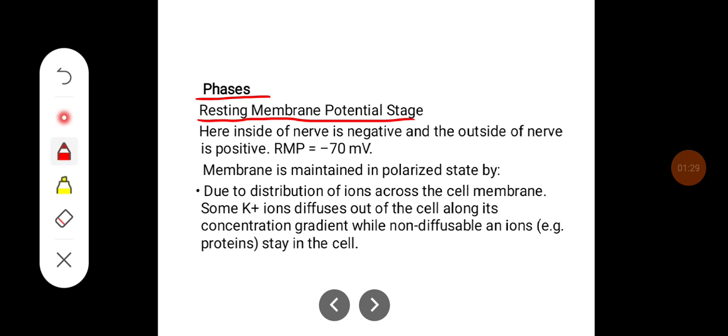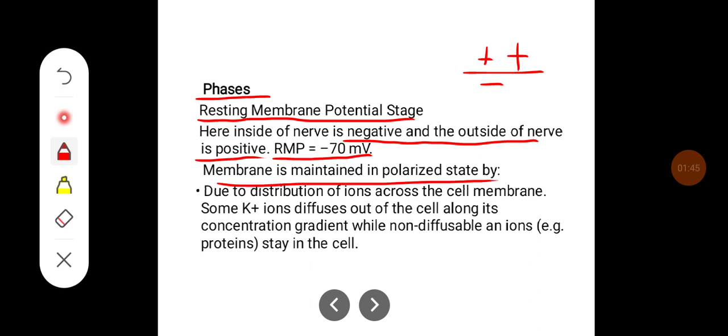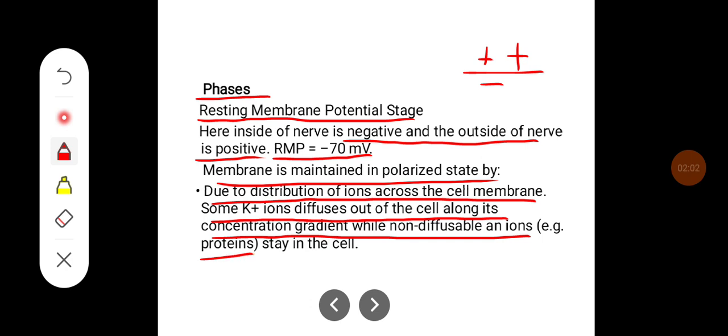So here, inside the nerve the potential is negative, and outside the nerve it is positive. So that's why the resting membrane potential is always negative inside the cell compared to outside the cell. The membrane is maintained in a polarized state due to the distribution of ions across the cell membrane, and some ions diffuse out of the cell along their concentration gradient, while non-diffusible ions, that is proteins, stay inside the cell.